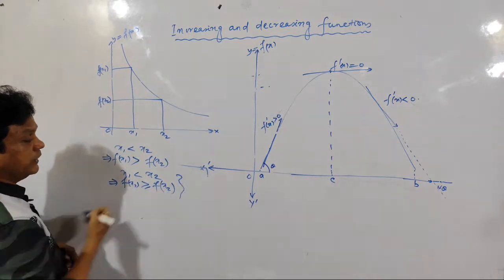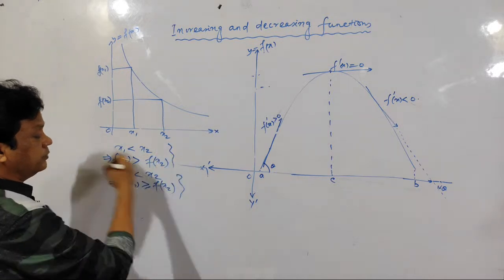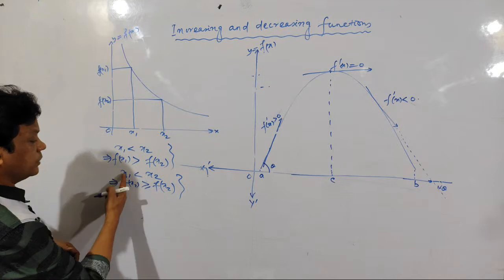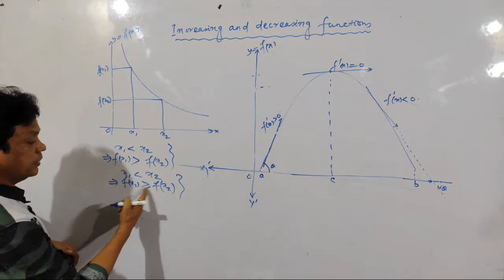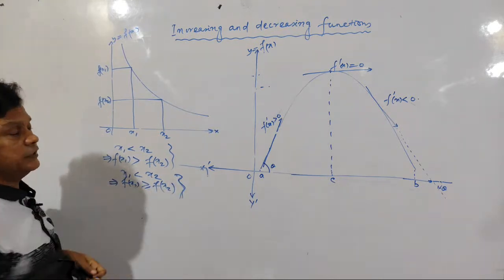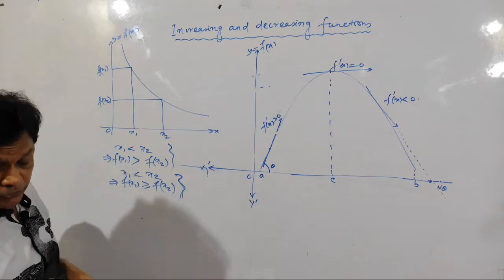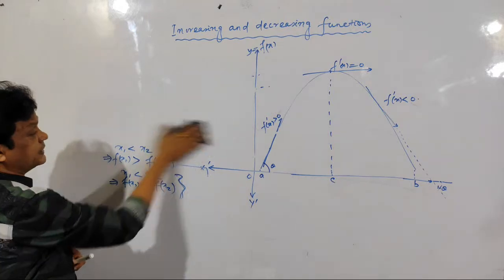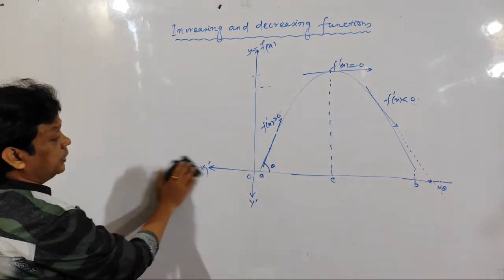This is monotonically decreasing, and you may say this one is strictly decreasing. Combining these two, we may say x1 is less than x2, f of x1 is greater than or equal to f of x2. This is for a decreasing function. This is all about the definition of increasing and decreasing functions, because in some cases, if you apply the definition, it will be very, very easy.